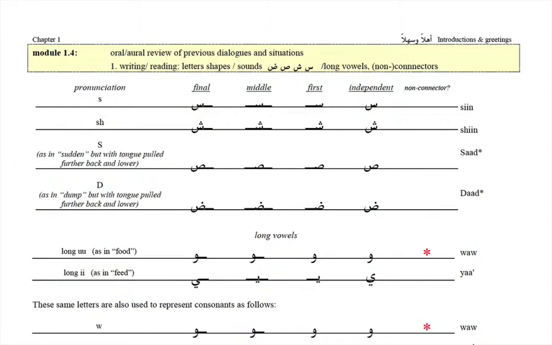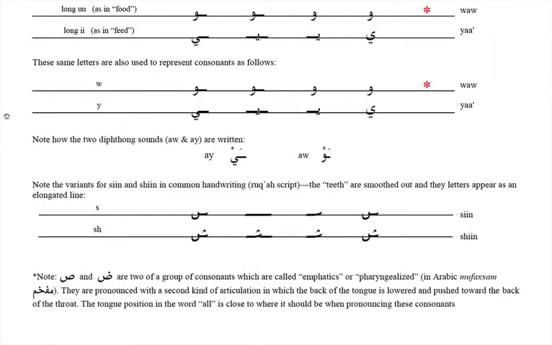These four, sin, shin, sod, dod, are connectors. They all have tails that go slightly below the line in the independent shape and in the final position. The tail is dropped at the beginning and the middle of the word if it's preceded and followed by connectors. The next two letters are very, very important.